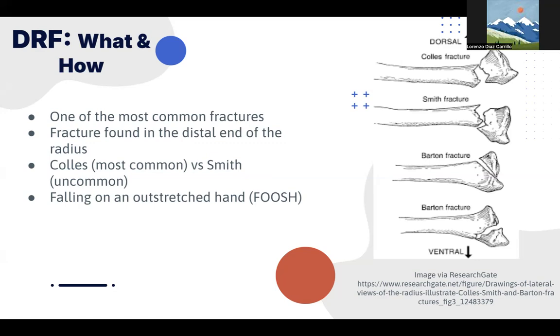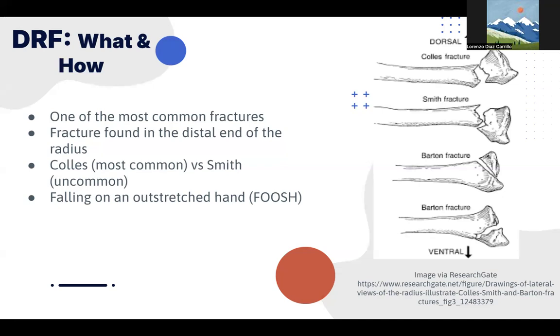Essentially, the difference between these two fractures is the direction in which the distal end of the radius bone is pushed when it is fractured. For example, if the distal end of the radius is displaced dorsally, so toward the back of the hand, it is considered a Colles fracture. If the distal end of the radius is displaced volarly, then it's considered a Smith fracture, as seen in the image. It is useful to note that the Colles fracture is the most common, as it occurs usually when an individual is falling on an outstretched hand, or my favorite acronym, FOOSH.